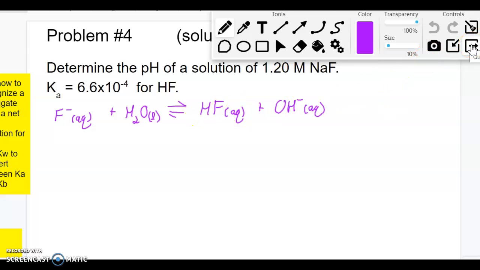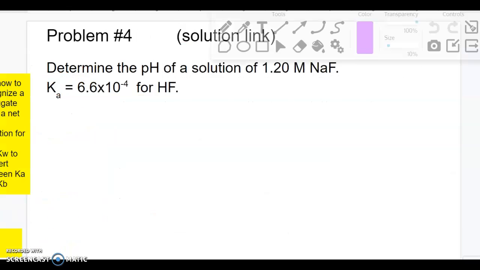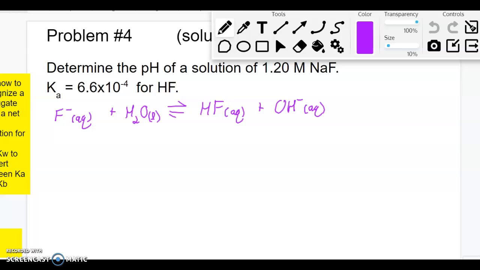And now we go back to what's our next step? We go back to our scheme. We wrote out our net ionic equation. We do not have to do stoichiometry because we have a weak thing, but we are not mixing it with a strong thing. There's no stoichiometry. Instead, we got to do the ICE table. And so we got to deal with the Ka or Kb expression. Yep, we'll get to there. But here we go. We're going to start off with our ICE table.